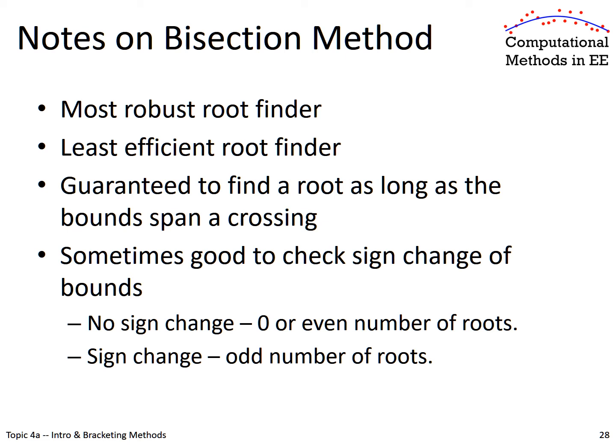One thing that is pretty good to do, the last bullet in this list, is maybe at the start of your code, rather than just jump into the bisection method, check the function value at the bounds, at the upper and lower limits. If they are the same sign, that means one of two things. It means there is no 0 crossing. That's bad. The method will obviously fail. The other thing that it can mean is that there's an even number of 0 crossings. So there's multiple roots within your bounds.